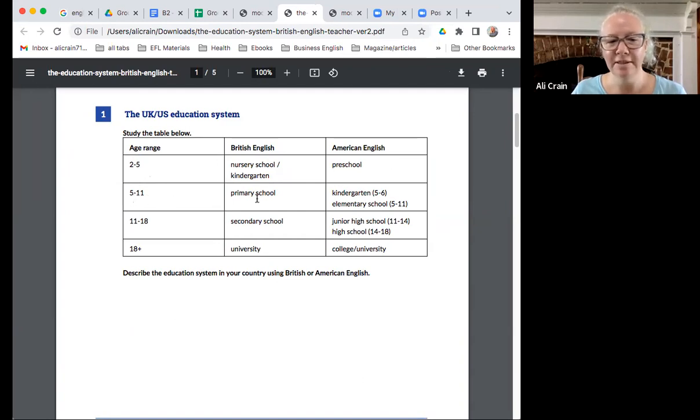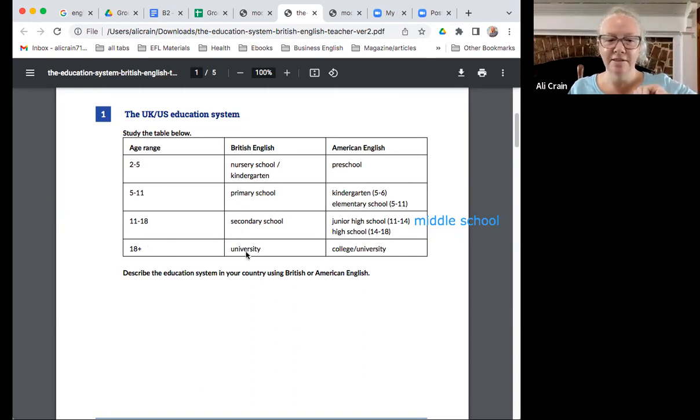5 to 11 is primary school in British English. In American English, we separate that out between kindergarten, which is ages 5 and 6, and elementary school, which is ages 5 to 11. Ages 11 to 18 is secondary school in British English. In American English, we say junior high school, or middle school is another terminology used where I live. And then high school, ages 14 to 18. So in the US, we separate it out a little bit more than in British English.